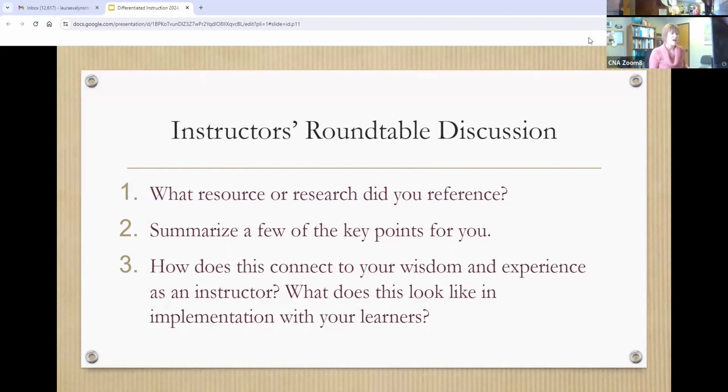Who would like to lead us off by sharing some of your thoughts on these topics? You are welcome to unmute, and you're welcome to have your camera off if that works for you. For those that are unable to do so, please do feel free to put your thoughts in the chat, and we will continue to monitor those. Teacher Kate, could I ask you to start us off?